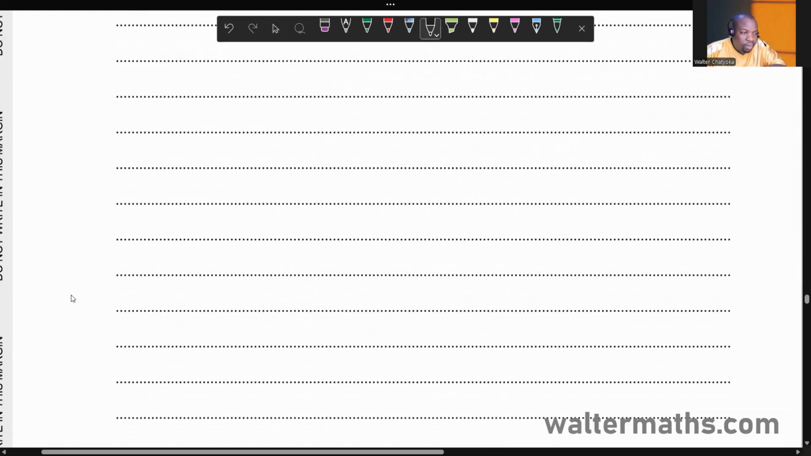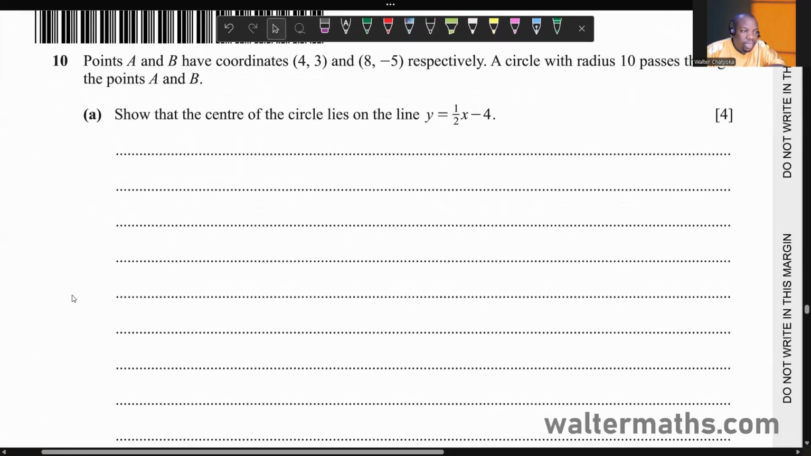Let's move on. We're now on number 10. On number 10, it says points A and B have coordinates (4, 3) and (8, -5) respectively. A circle with radius 10 passes through the points A and B. So on part A, show that the center of the circle lies on the line y is equal to half x minus 4. All right, so we have 2 points given, and they say that the circle has a radius of 10, and that this circle passes through the points A and B.